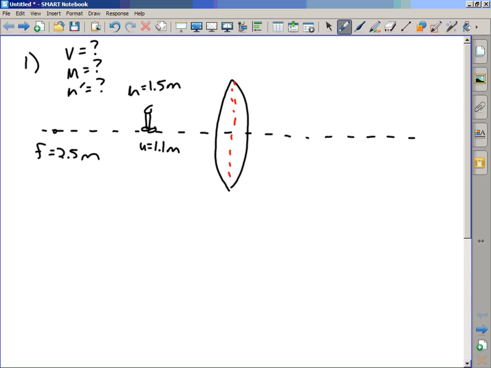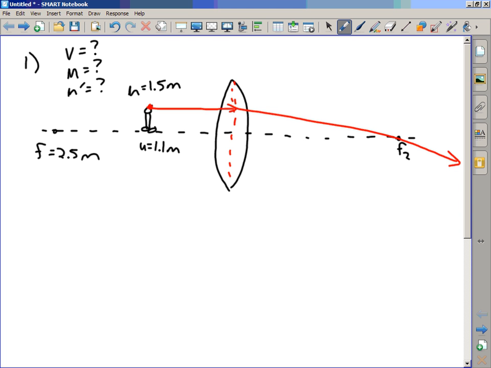Give me a rule. A ray non-parallel refracts through what? Through F1. Okay. A ray parallel is going to refract through F2. So what I have here, a ray comes out parallel. It will refract through F2, right?